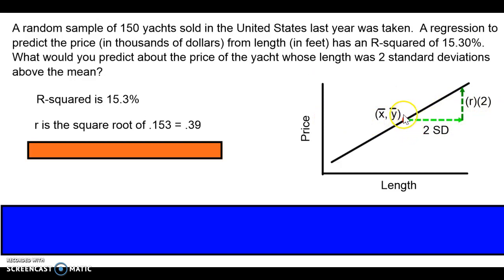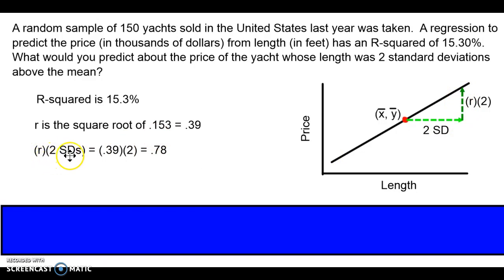Remember in the last example, we said that X bar, Y bar is always on your line of best fit. So X bar, the average length, and the average price is right here. If I move 2 standard deviations above the average length, to get back onto my line of best fit, I need to take R times 2 to find how many standard deviations it takes me to get back onto the line of best fit. And that calculation is this. R times 2 standard deviations would be 0.39 times 2, which is 0.78.